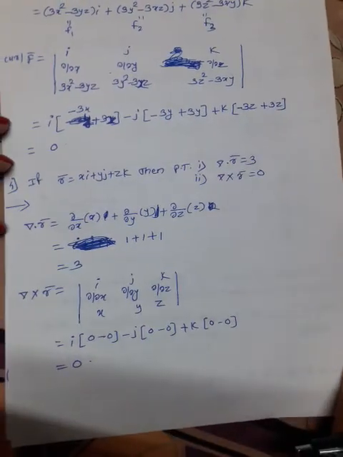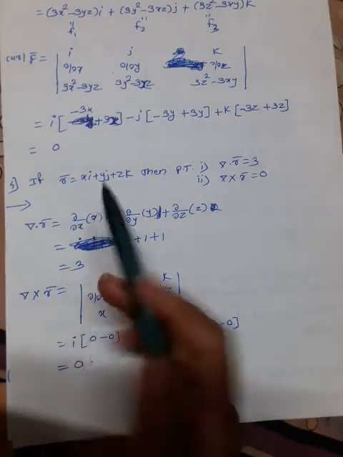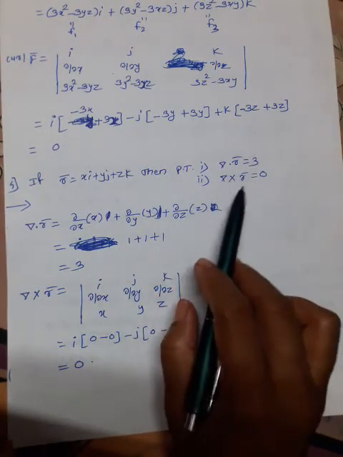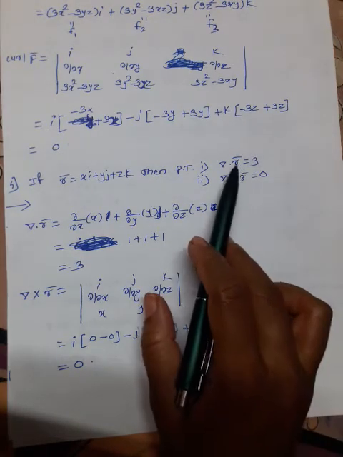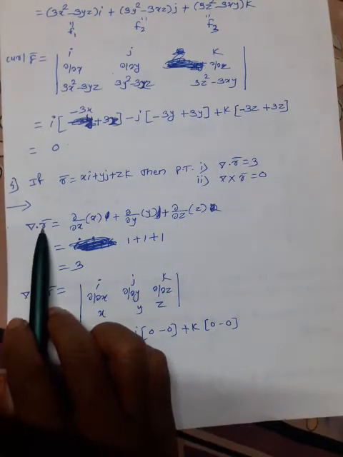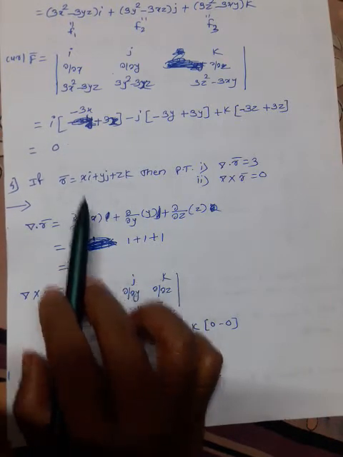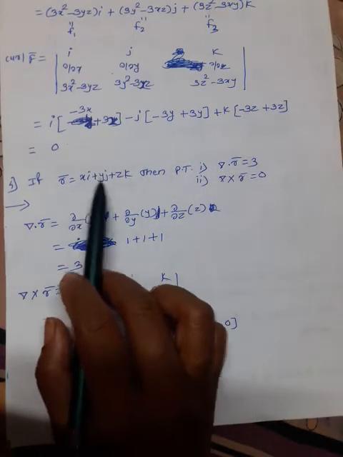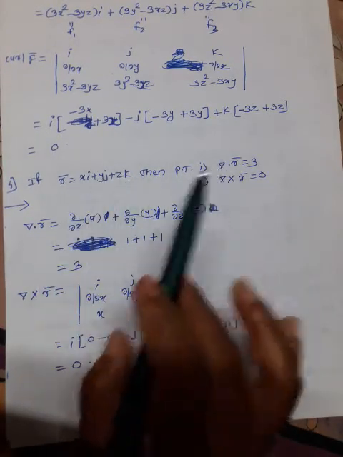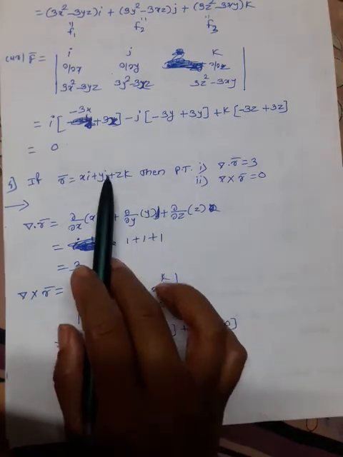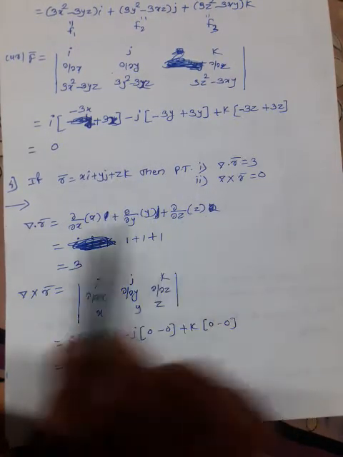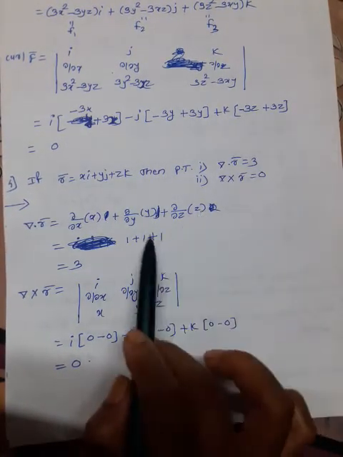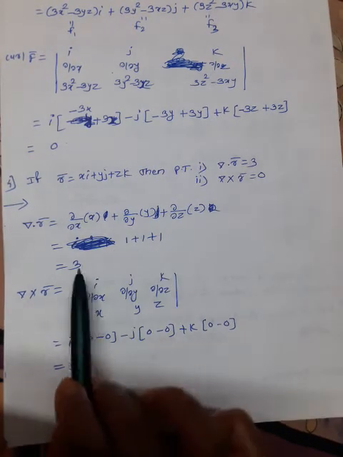Now let us see next. If r bar is the position vector xi plus yj plus zk, then prove that del dot r bar is equal to 3 and del cross r bar is equal to 0. It is very simple, a dot product of two vectors. We know del dot r bar is del by del x of the i coefficient, plus del by del y of the j coefficient, plus del by del z of the k coefficient z. Derivative of x with respect to x is 1, derivative of y with respect to y is 1, derivative of z with respect to z is 1. 1 plus 1 plus 1 is 3.